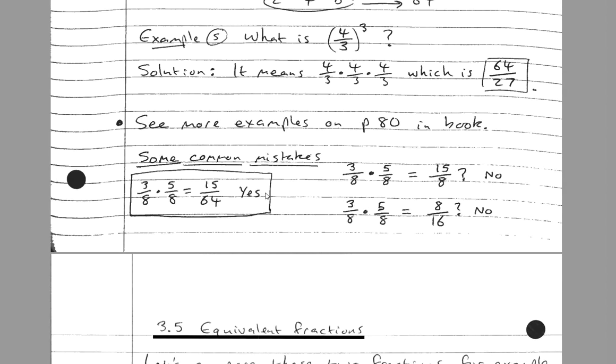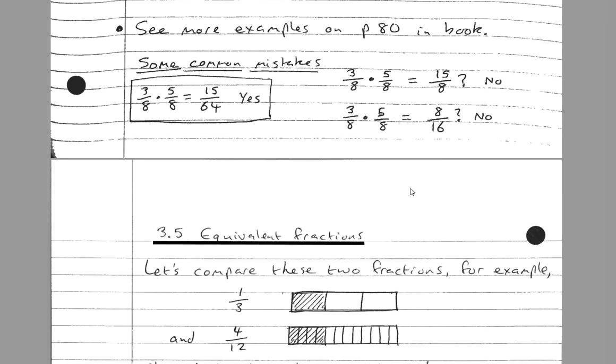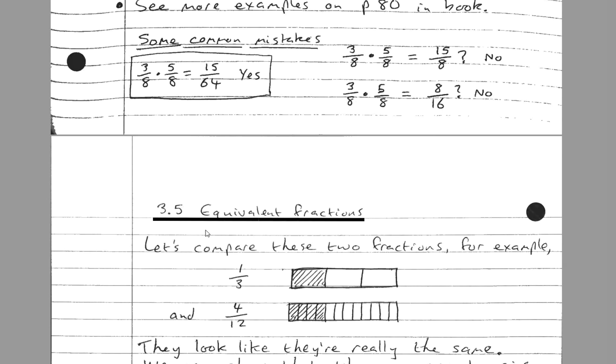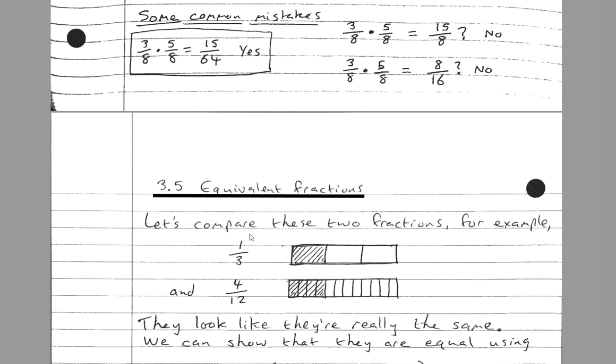So yes, really the easiest thing you can do with two fractions is multiply them. We'll see that the other operations are a bit more complicated. Okay, but before we get to that, let's look at this idea, equivalent fractions. Okay, let's see an example. Let's compare these two fractions, 1/3 and 4/12.